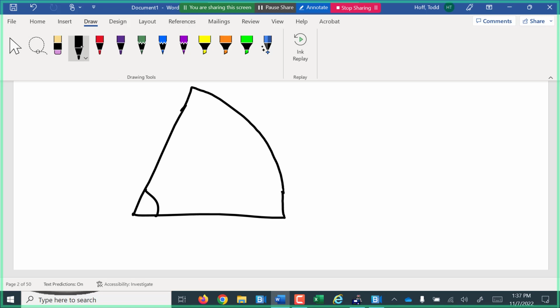So pretend that looks like a piece of a circle. Let's do 24 feet radius. Let's do 76 degree central angle. We're going to start out by finding the area of that sector.